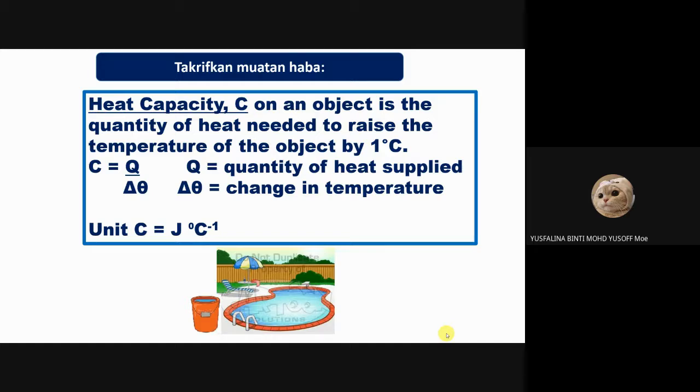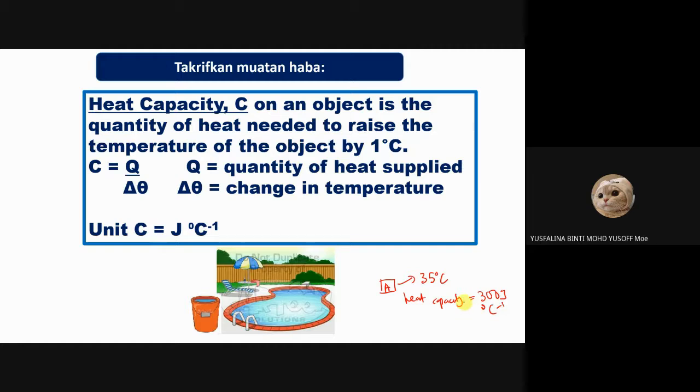For example, let's say the heat capacity of object A is 300 joule per degree Celsius. If I draw it like this, I have an object A with an initial temperature of 35 degrees Celsius, and the heat capacity of the object is 300 J °C⁻¹. This is the heat capacity.